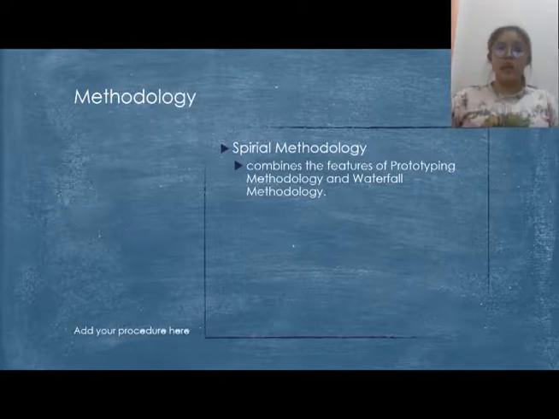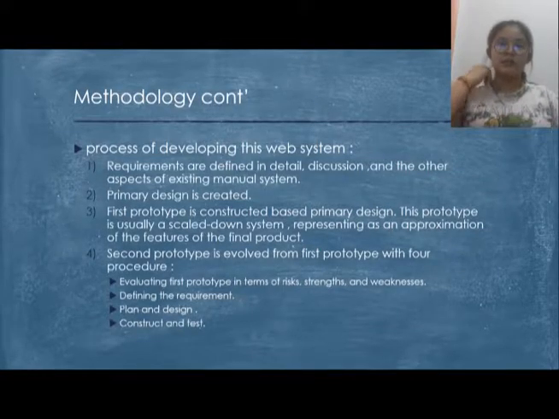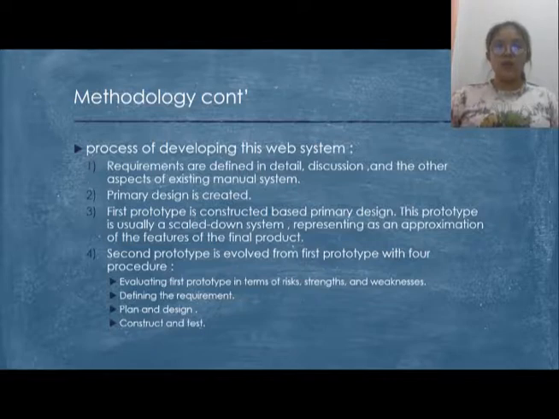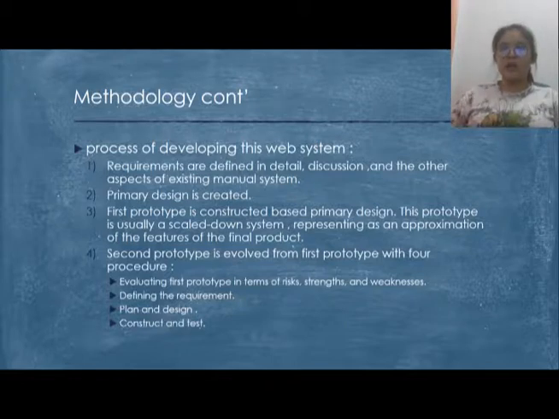The system development methodology that has been used while developing this system is spiral methodology. Spiral methodology combines the features of prototyping methodology and waterfall methodology. There are a few processes of developing this system using the spiral methodology. The first process is that the system requirements are defined in detail, and this process also involves discussion with the admin user about the required new features of this new web system and the other aspects of the existing manual system.